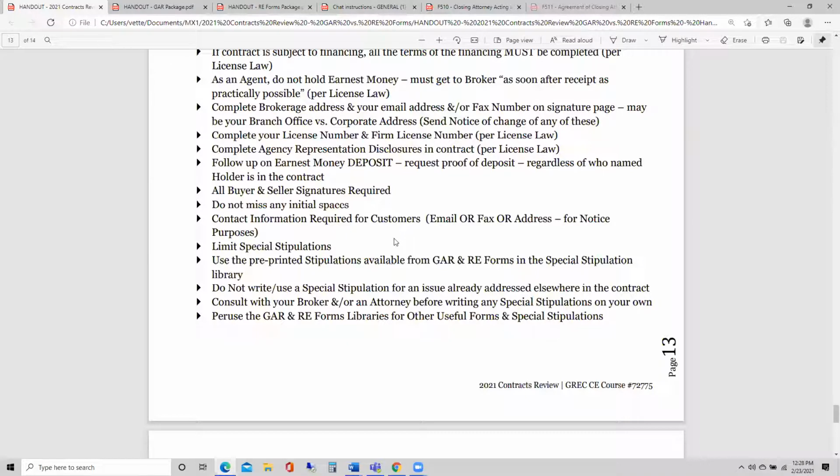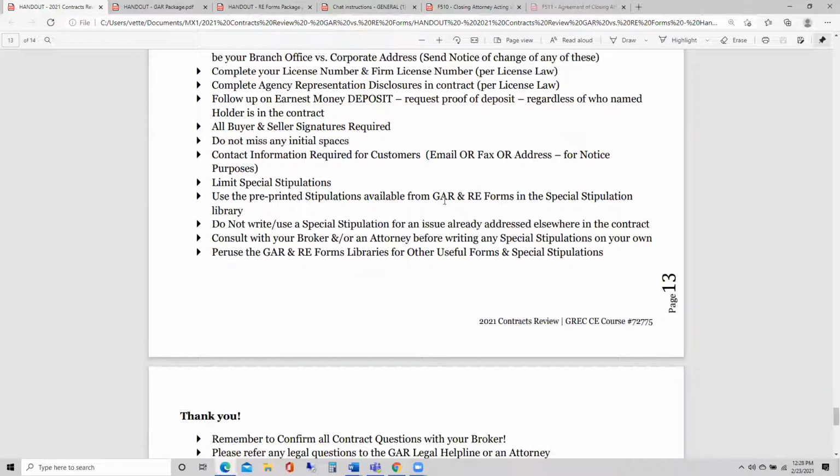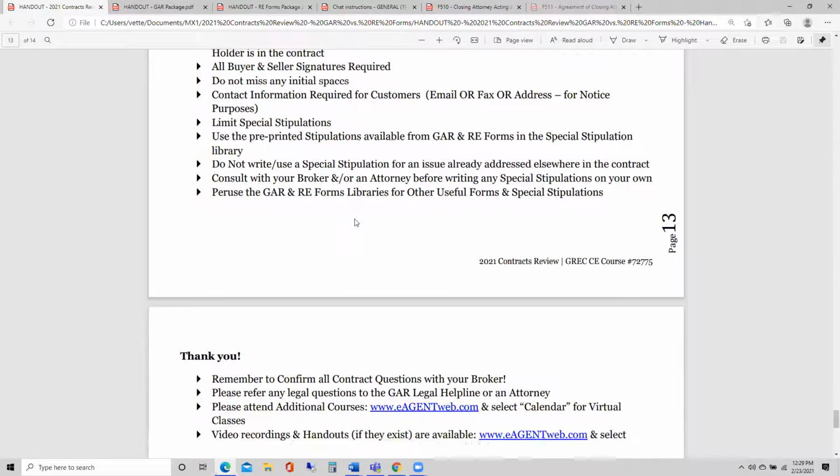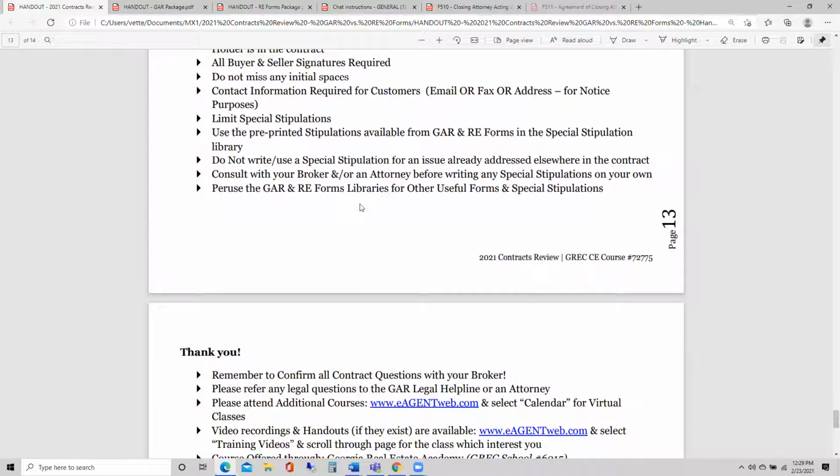Please, please, please limit your special stipulations. Both the GAR and the RE forms have a whole special stipulation library that you have access to where you access your blank forms. Do not write a special stipulation for an issue already addressed in the contract. In other words, if you are in the RE forms, the appraisal contingency is in the purchase and sale. In the GAR forms, if a buyer is getting a loan, the appraisal contingency is addressed in the loan contingency exhibit. Don't add a special stipulation to your purchase and sale that says property must appraise for sale price, because a special stipulation supersedes the contract and an exhibit.